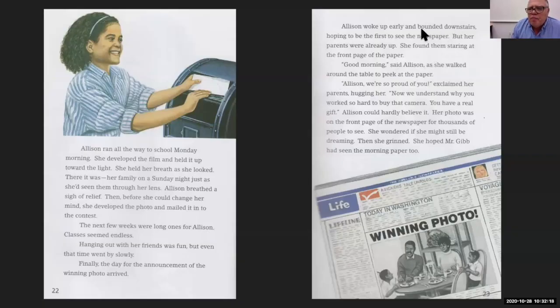I'm sorry, I didn't mean to stop sharing that. But I want you to look at this word right here, bounded. I want you to give me on your white boards a word that could be substituted for the word bounded. Okay? Write it and then hold it up for me to see.